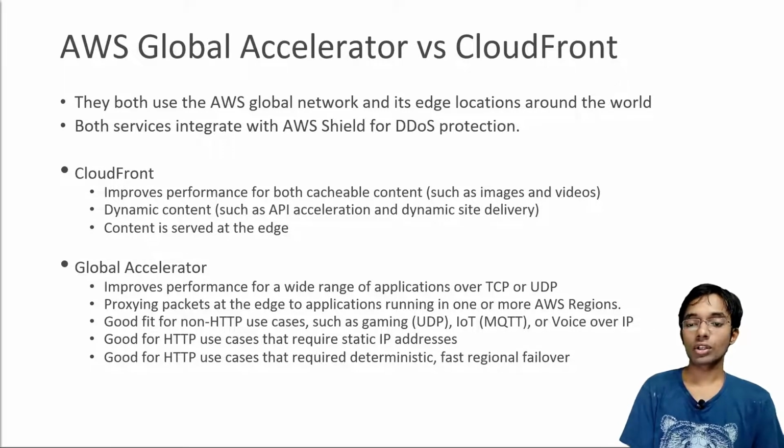And it could be not only for HTTP but also for TCP and UDP, and it's going to proxy packets directly from an edge location into your application, wherever it's running on the AWS network. Therefore it's going to be a good fit for non-HTTP use cases such as gaming for UDP, IoT using the MQTT protocol, or voice over IP.